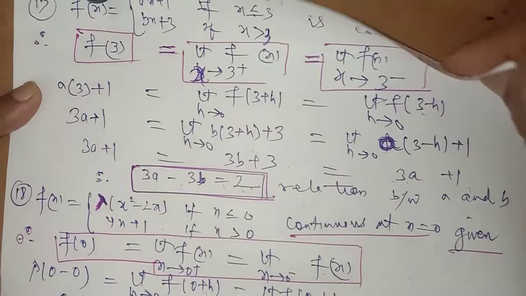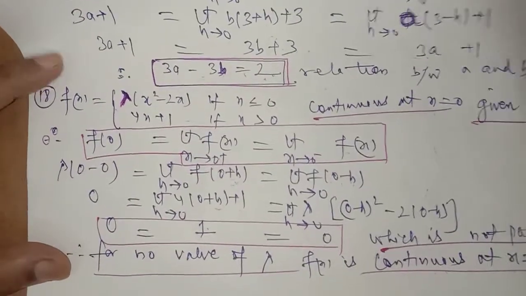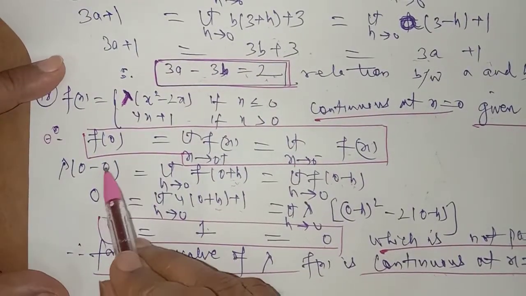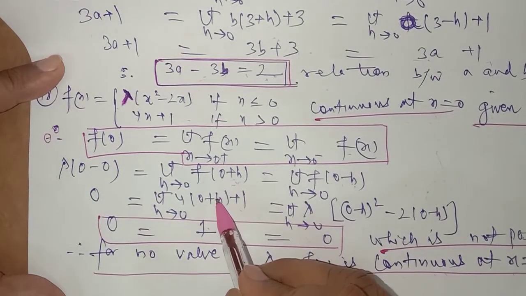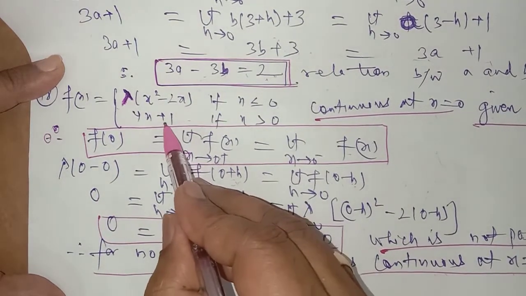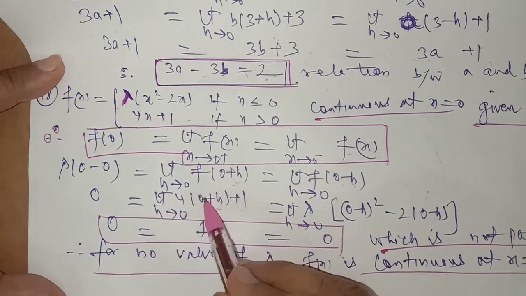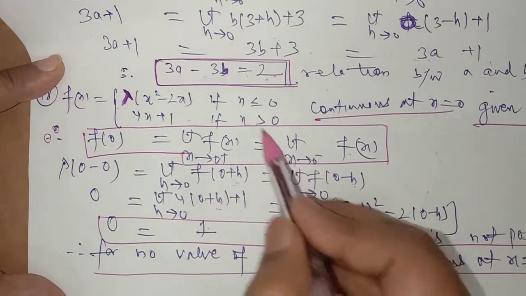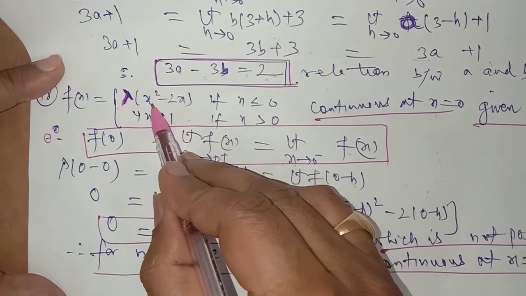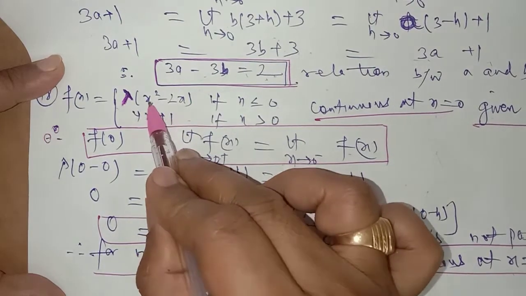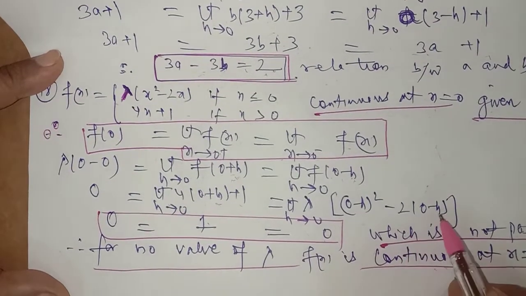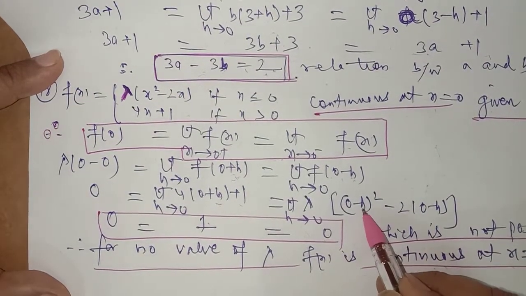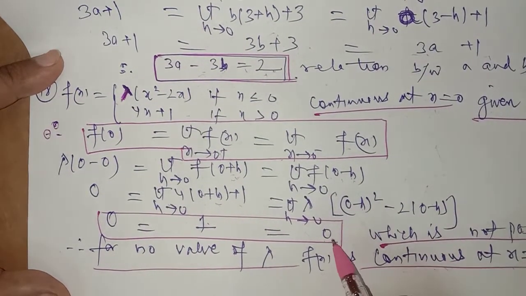So by taking the limits, this comes out to be 0, the value of the function at 0. 0 plus h is greater than 0, so we'll use this function. In place of x put 0 plus h, and for 0 minus h we'll use this function. In place of x you use 0 minus h. So (0 minus h) whole square, 2 into (0 plus h). Now take the limit, this comes out to be 0, this comes out to be 0. So this function comes out to be 0.